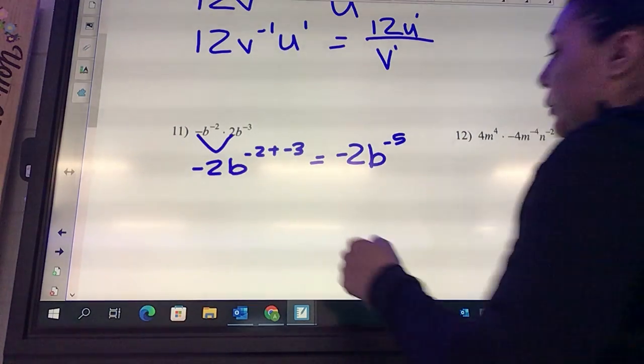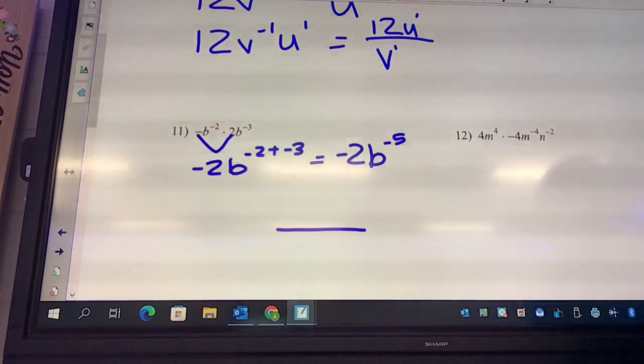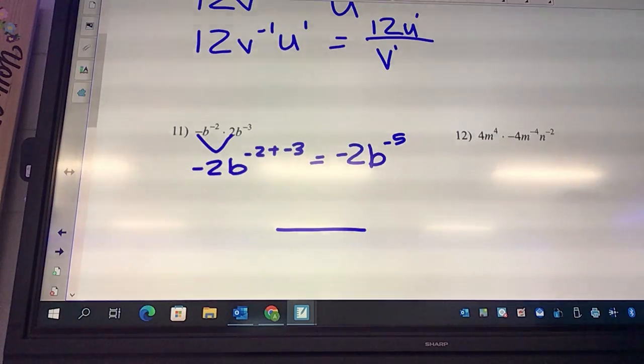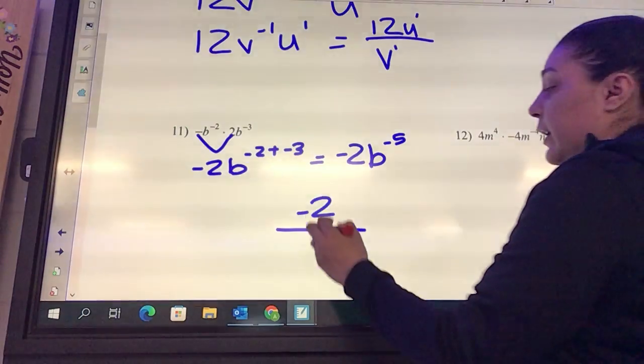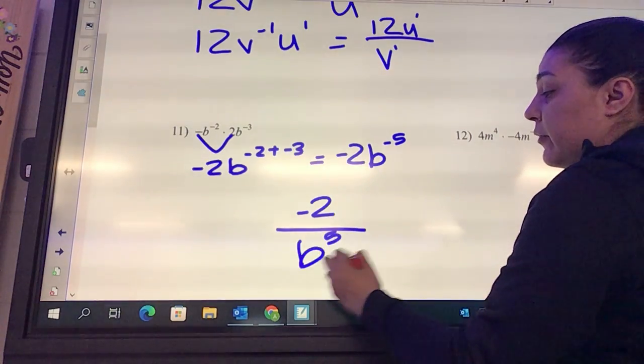Okay, and then we gotta rearrange. Where's the negative 2 go? On the top. Okay, we only move the exponents. So you got negative 2, and then the B to the positive 5.